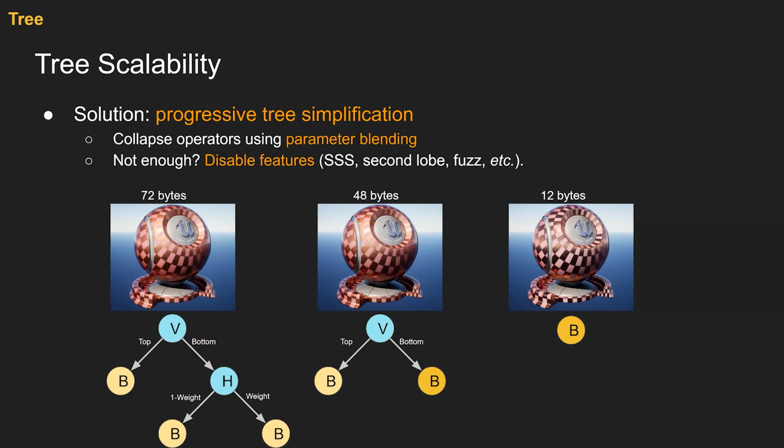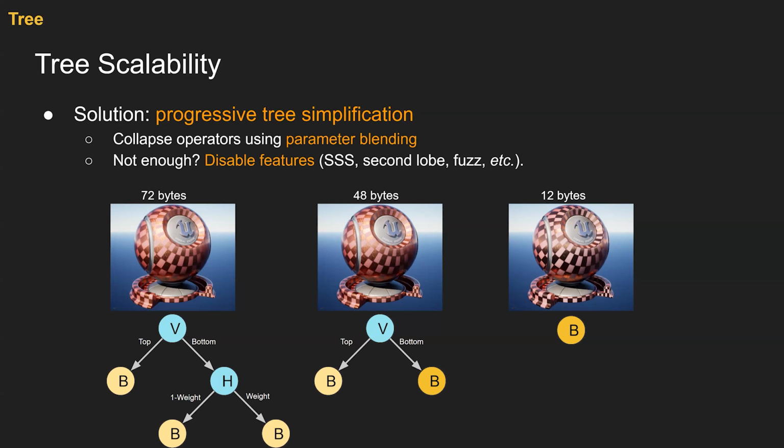What we propose in this case is to collapse operators and parameter blend the slabs into a single other slab, or closure. In that middle part, we only end up with two slabs, one at the bottom and one at the top, and we only keep the vertical operator. We start by simplifying the BSDFs that are deeper into the topology.